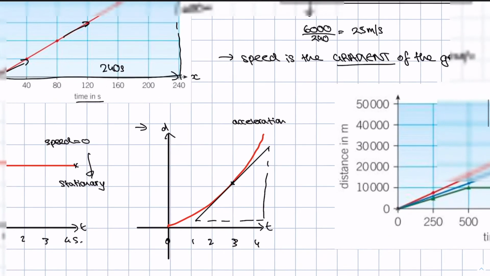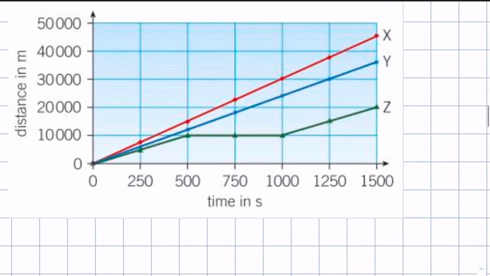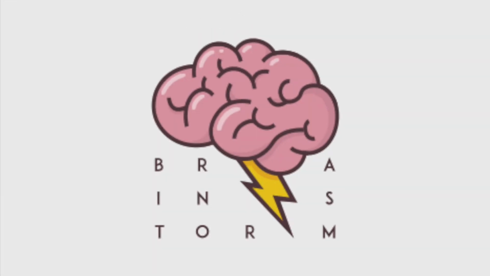Now, as well as interpreting these graphs, you need to be able to compare different objects in motion. Like I said before, the steeper the gradient, the faster the speed. So for this, you need to make statements like x is faster than y, for example, or you need to be able to spot that z has stayed stationary for 500 seconds. So watch out for that in your graphs.